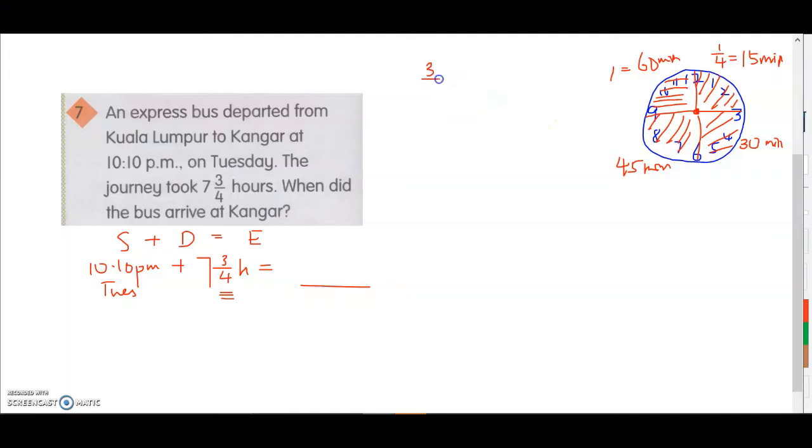If you don't remember this, then you have to calculate 3/4 hours. You have to change to minutes. 3/4 you times 60 minutes, because 1 hour is 60 minutes. And then 4 and 60 you simplify, divide 4, and then 3 times 15 you get 45 minutes. So if you remember, 1 quarter is 15 minutes, 2 quarters 30 minutes, 3 quarters 45 minutes, 4 quarters 60 minutes. It's faster. Then we can add up now hours and minutes.